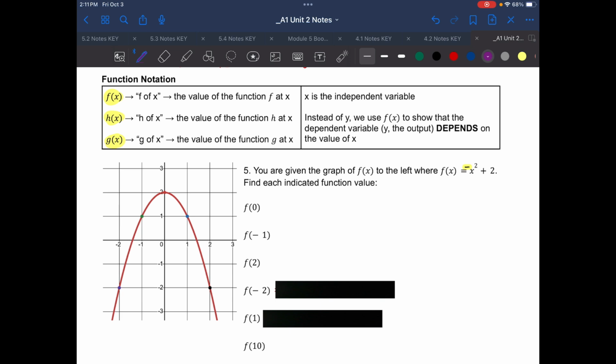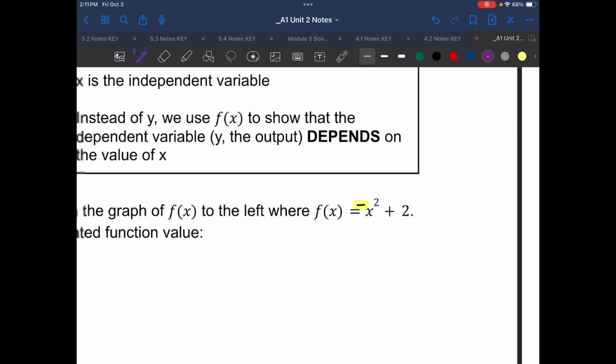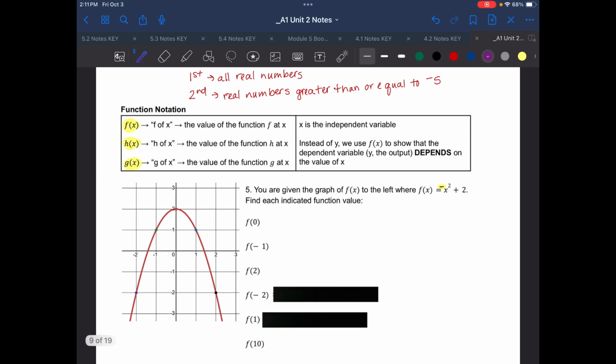So what we're going to do down here is look at the graph of f of x to the left, where f of x is, and in your notes, it only says x squared plus 2. Change that to negative x squared plus 2. Okay, it's a graph of negative x squared plus 2. And then find each indicated function value. Okay, so f of 0. So f of 0 is the value of the function f at 0.